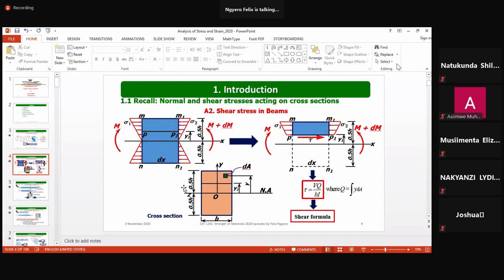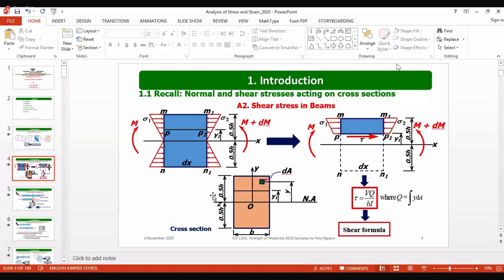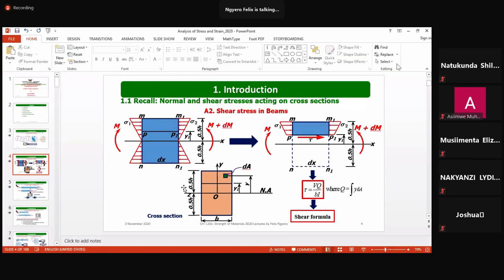So the shear force acts just on the surface, it just slides on the surface or on the cross section. And that is how the shear stress acts. It slides along the surface, the cross section. It is not normal to the cross section, it just slides along like that.